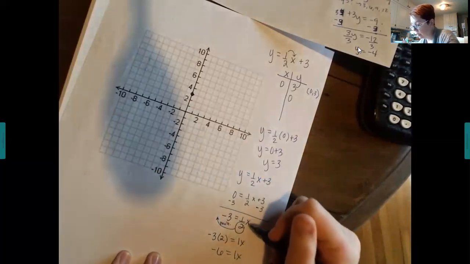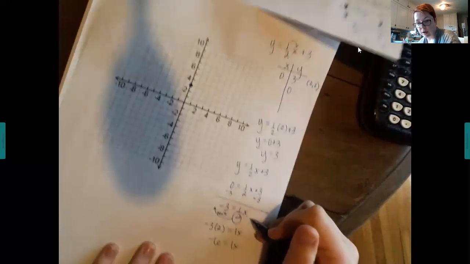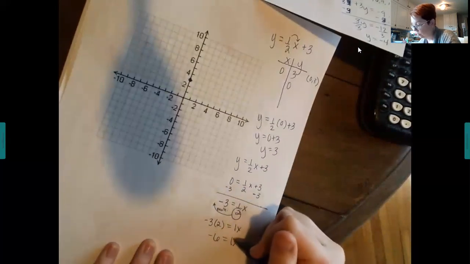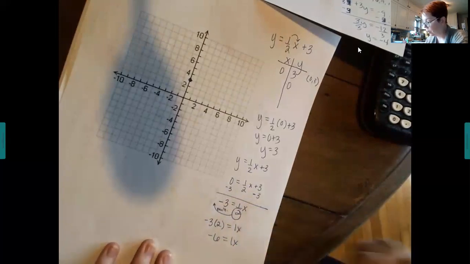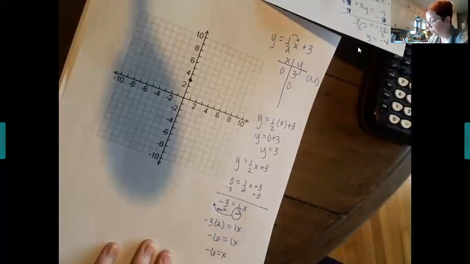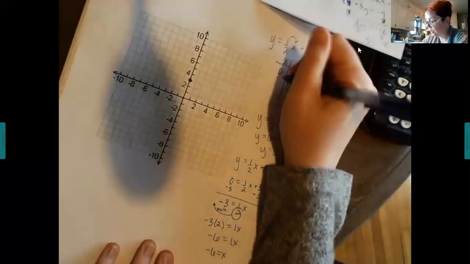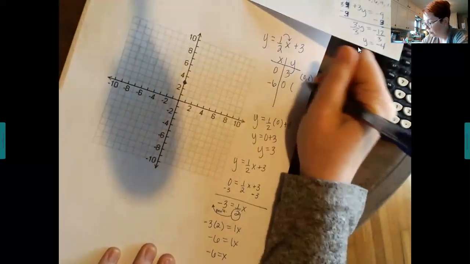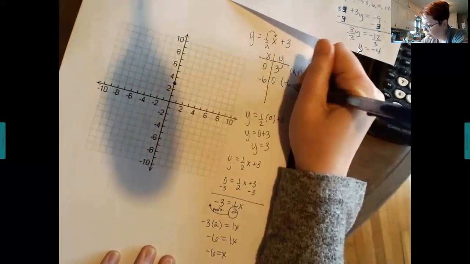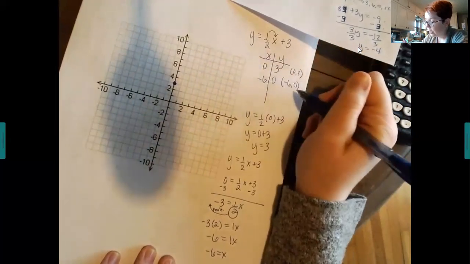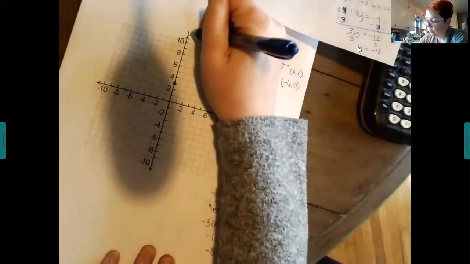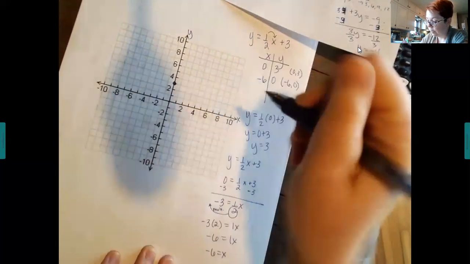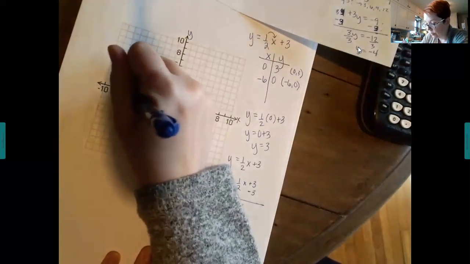And if we had another number other than 1, right, we would have to divide by whatever stuck to x. But since it's 1, anything divided by 1 is still the same. So we know that when y is 0, our x is -6. So this is going to be our x-intercept. So we go to -6 and 0.